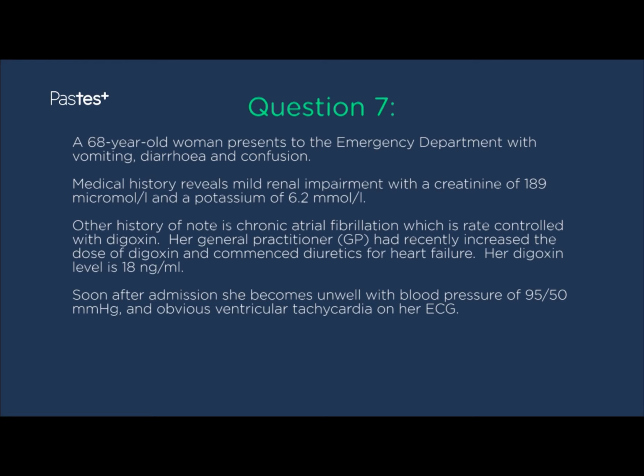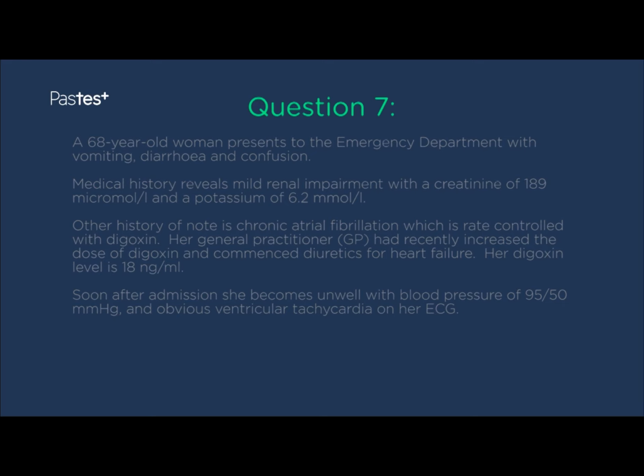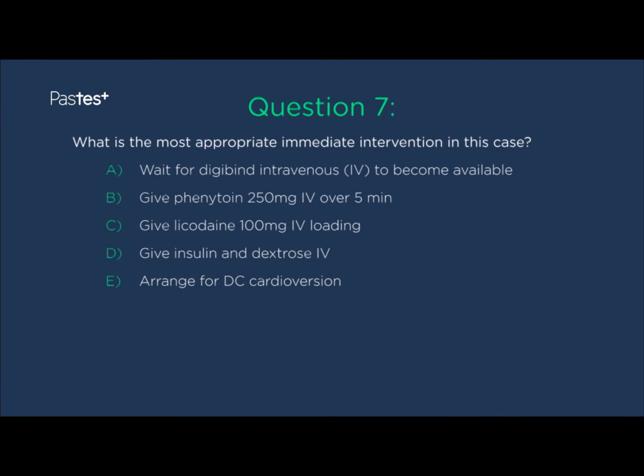Her GP has recently increased the dose of digoxin and commenced diuretics for heart failure. Her digoxin level is 18. Soon after admission, she becomes unwell with a blood pressure of 95/50 and obvious ventricular tachycardia on her ECG. Which is the most immediate intervention in this case? And here are 5 options, and I would like you to choose one which would be the most appropriate immediate intervention.